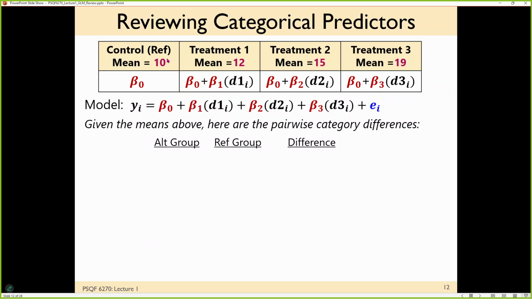So let's put some numbers in the story. Let's say the mean for control is 10, this one is 12, this is 15, this is 19. If the model tells me what the mean is for each group, it has to be able to tell me what the differences are. Has to. It knows.